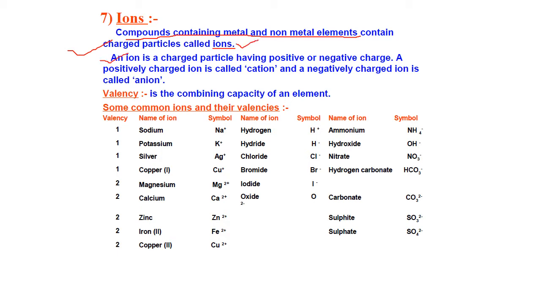So the ions can be positively charged or negatively charged. That means a compound can either have a positively charged ion, which is called a cation, or a negatively charged ion, which is called an anion. So you need to remember: positively charged is cation and negatively charged is anion.